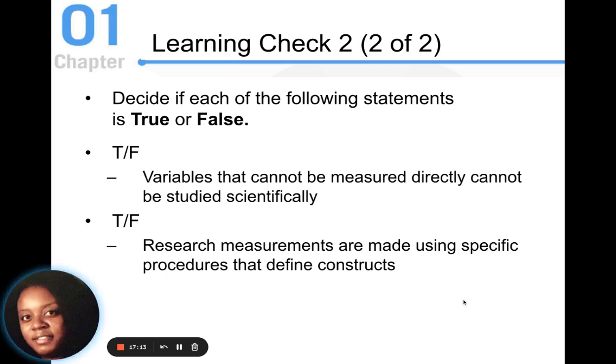Here's another learning check for true or false. The first statement says variables that cannot be measured directly cannot be studied scientifically, and the second says research measurements are made using specific procedures that define constructs. Take a few moments to think true or false for each.